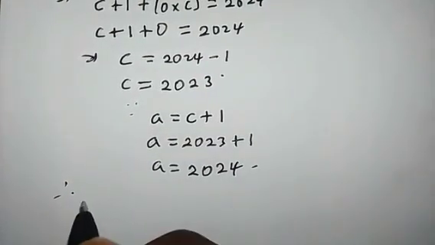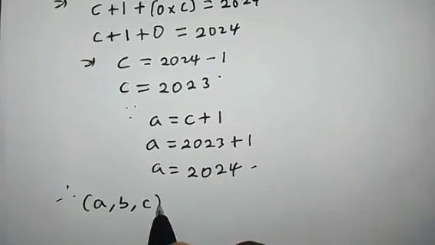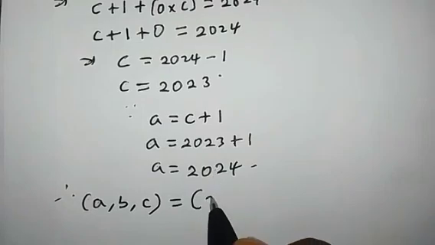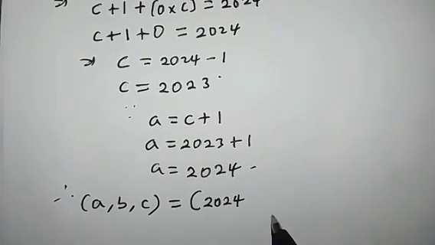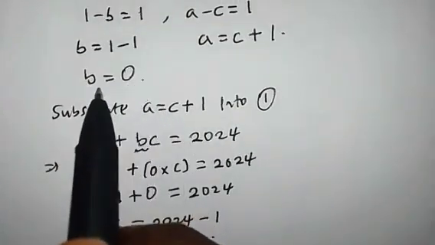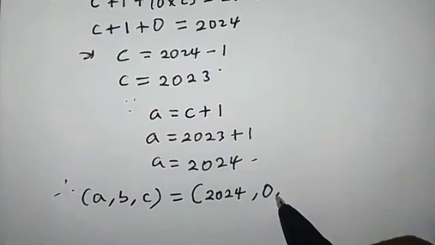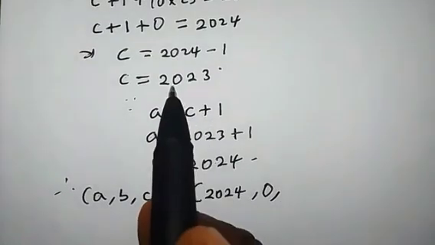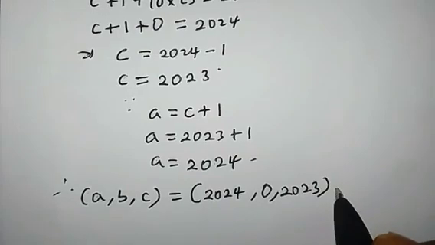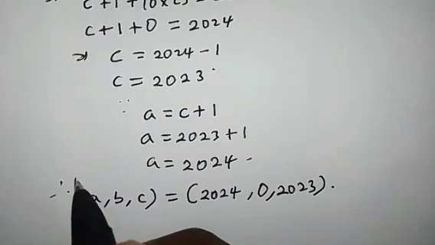Therefore, the first solution (A, B, C) is equal to, the value of A is 2024, and the value of B is what? B is equal to 0. The value of C is 2023. This is the first solution. Take note of it.